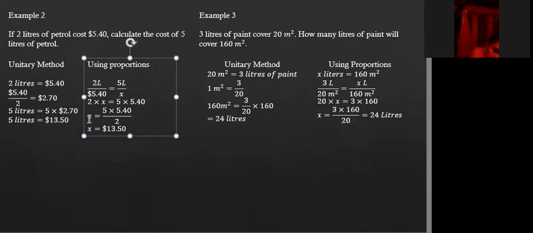And then when you want to find the value of X, you just simply divide by 2 on both sides. So it will be 2 multiplied by X divided by 2, and 5 multiplied by 5.40 divided by 2. And you remain with X is equal to 5 multiplied by 5.40 over 2. And you get X is equal to 13.50. Any questions?